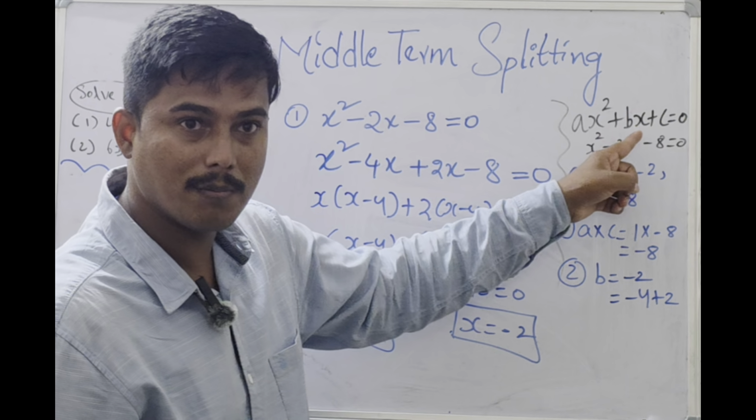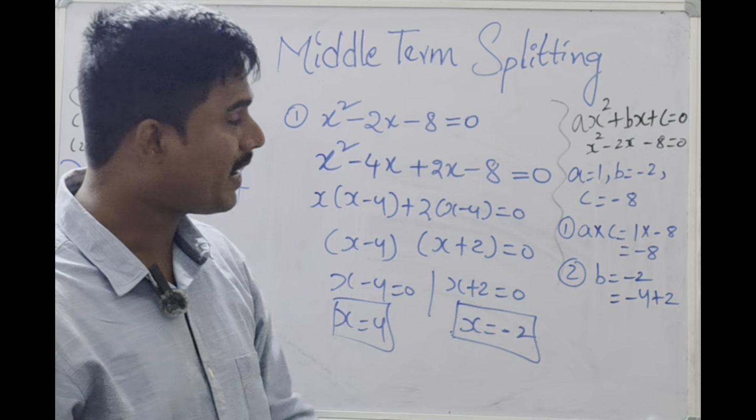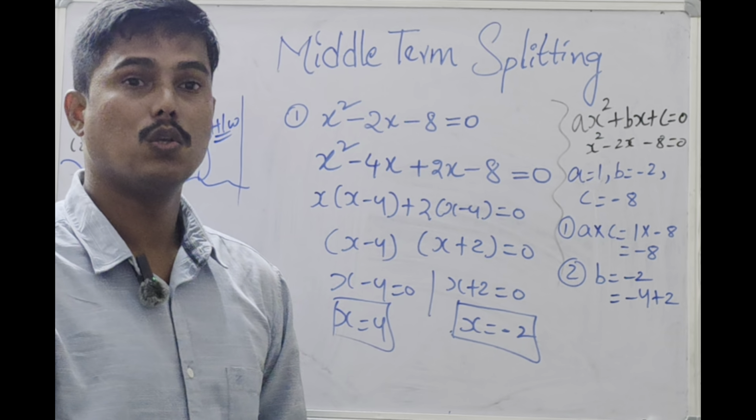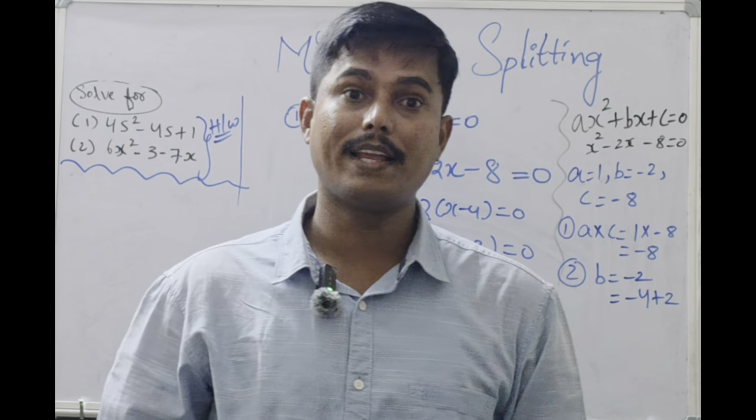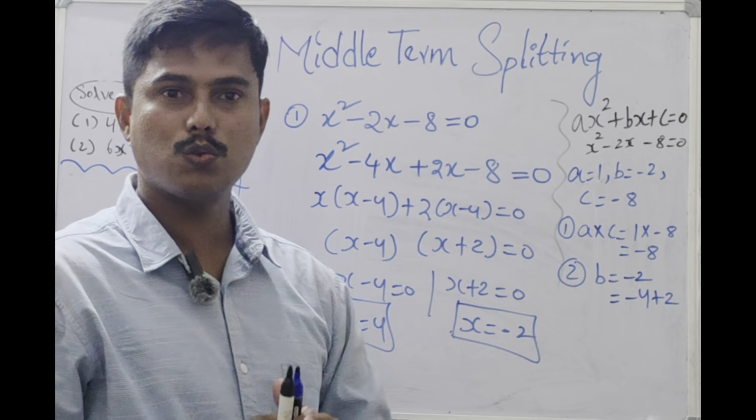Whereas here the constant term is c. Constant term is minus 8. So a is 1, b is minus 2, c is minus 8. So when you're doing middle term splitting, you need to follow this rule. Don't forget that. The first step is a into c.